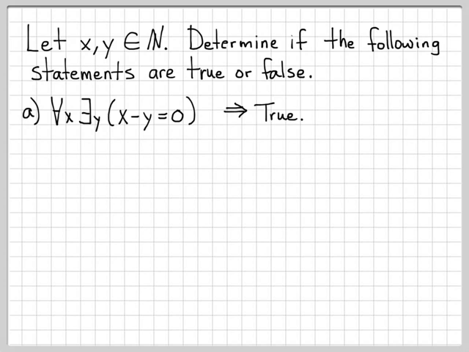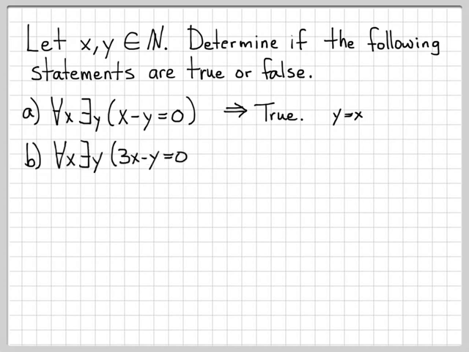And there obviously does. When x is 4, I can choose y equal to 4, which is in the natural numbers, and then 4 minus 4 equals 0. And then I can do that no matter what value of x is picked. So for all x, I would choose y equal to x, and this statement would always be true. So that was pretty easy. Let's look at another one.